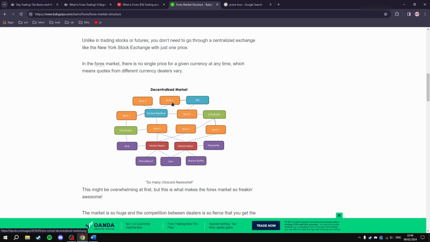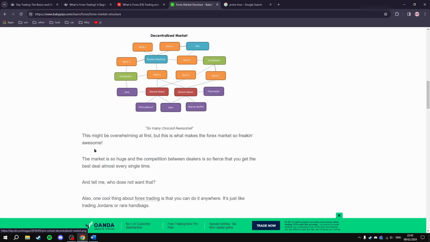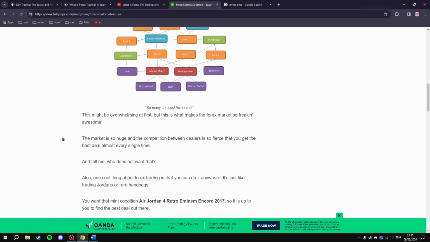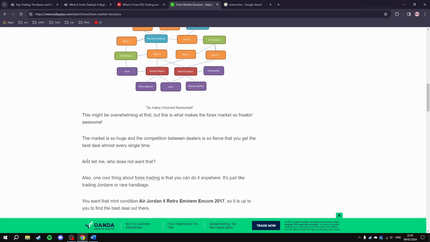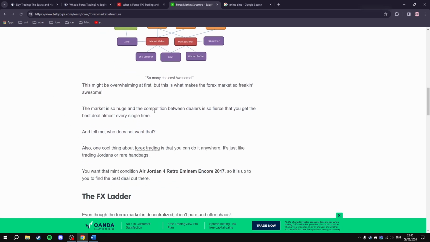Decentralized market: Bank 1, Bank 2, Bank 3, Jane, Warren Buffett, Market Maker, ECN, Reuters machine, Pip Crawler, Jane. So many choices, awesome. This might be overwhelming at first, but this is what makes the Forex market so awesome. The market is so large and the competition between dealers is so fierce that you get the best deal almost every single time. And tell me, who does not want that?